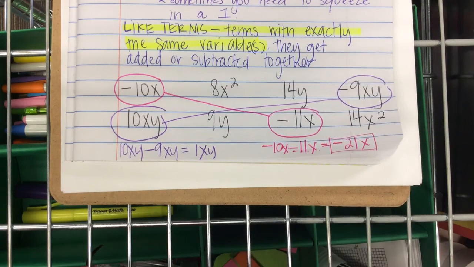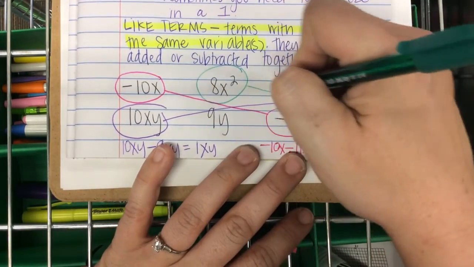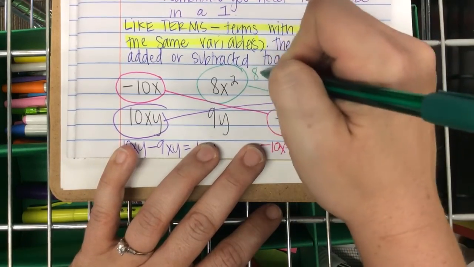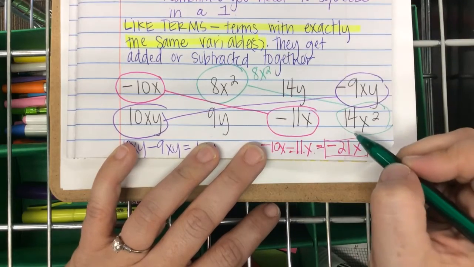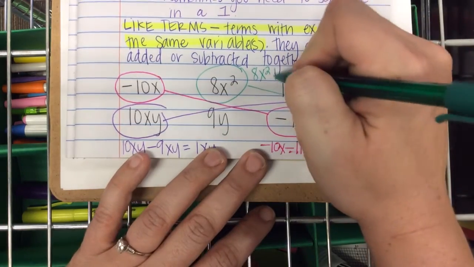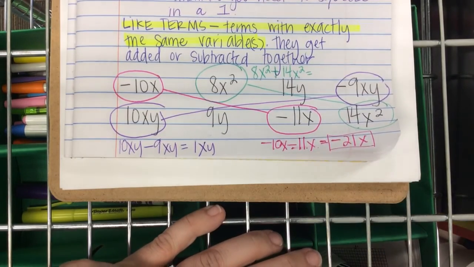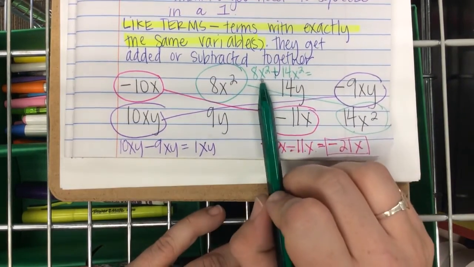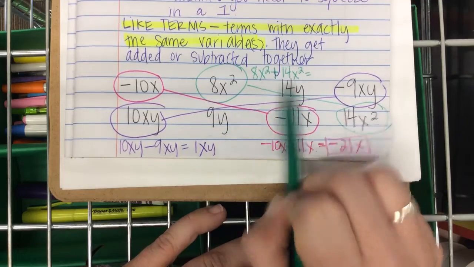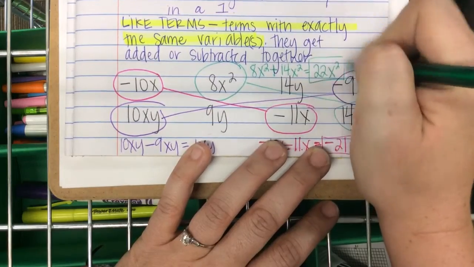What else can go together? Phoebe? Good. I'm going to write it up here so I have room. 8x squared. Uh-oh, I don't have an operation. Plus, because it's positive. 14x squared. My variables don't change, just my numbers. Pretend that was puppies instead of x squared. 8 puppies plus 14 puppies is how many puppies? 22. But it's not puppies, it's x squareds.